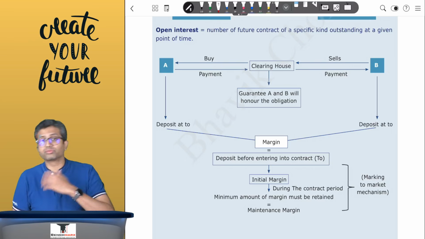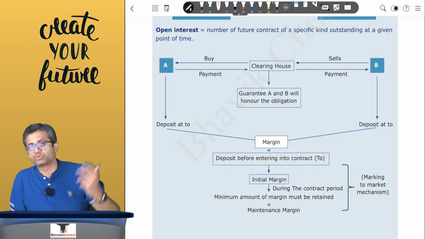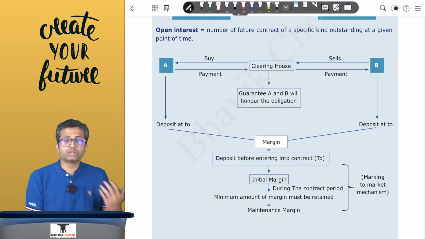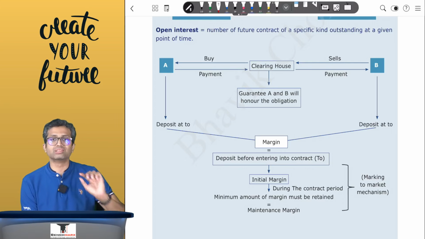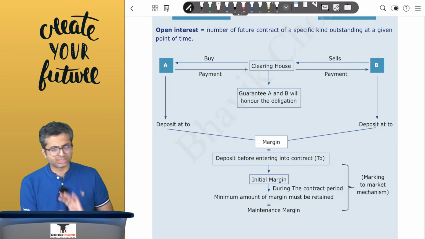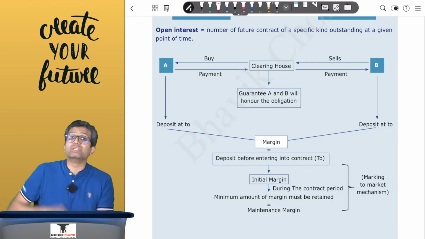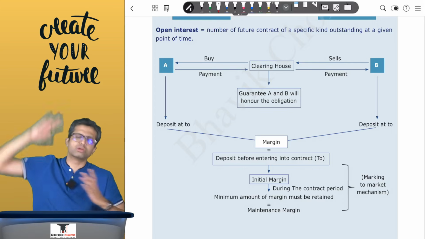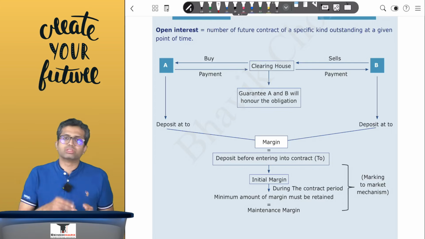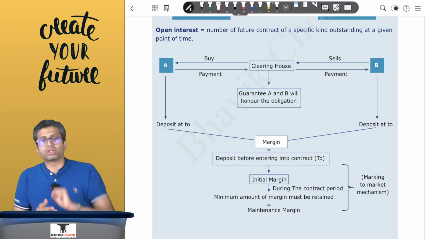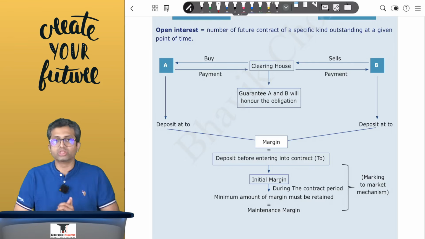Then there is a loss of 30 rupees on the next day. 85 minus 30 comes to, for example, 55. And as a result, your amount in the margin falls below your maintenance margin, which was, let us say, 75, in which case you will have to replenish, refill the entire margin, take it up to 100. And hence, there will be a margin call, where you will have to deposit 45 rupees again and take the margin account all the way up to 100.